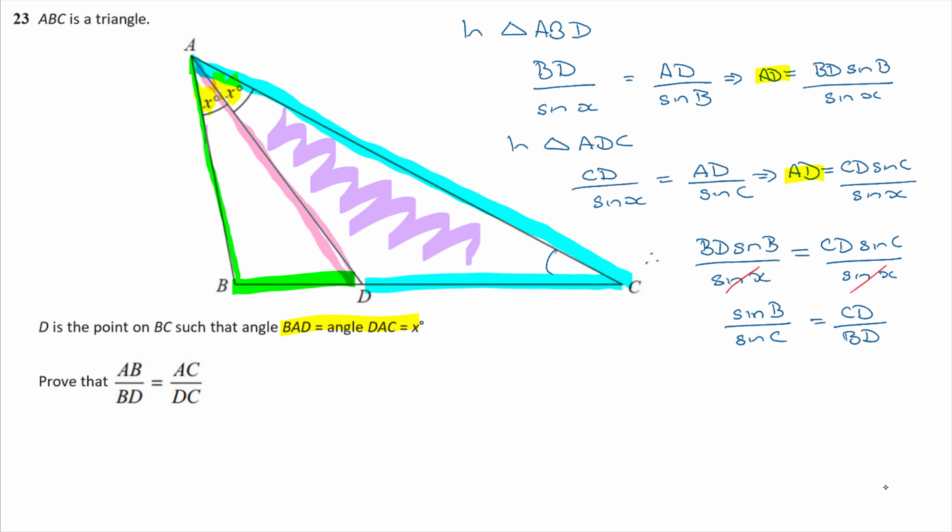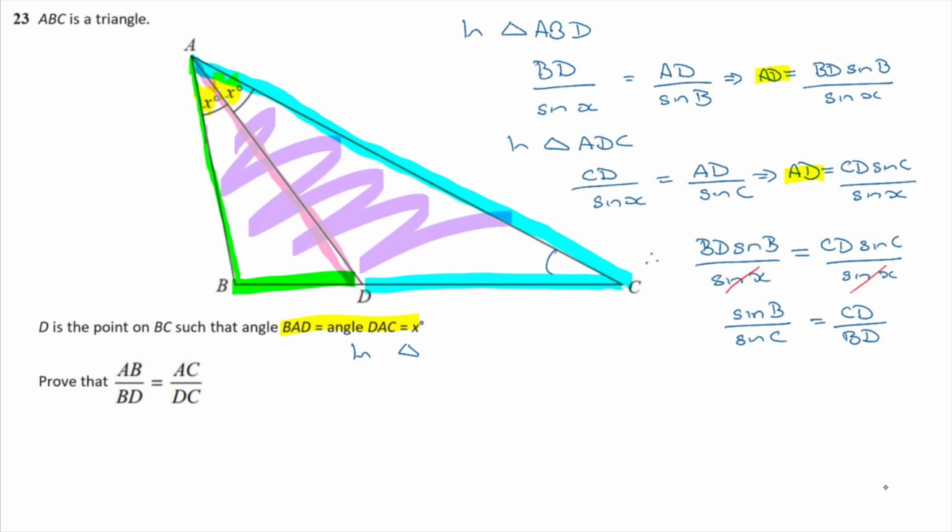I'm just going to leave it there for now, let that hang for a bit, and look at the third triangle that I can look at. Now I'm going to switch. Which other triangle can I use? I can use the whole thing. So I'm looking at triangle ABC now. In triangle ABC, what can I do?